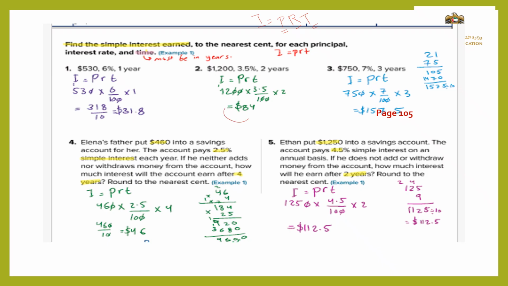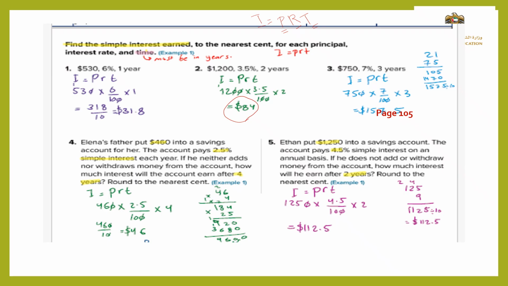So be careful. This is the interest. Sometimes they will ask you the total amount. If the total amount, you have to add 1200 plus 84. Okay. So according to the question, it will change. So be careful about that. And in this case, you see, they have given you in a sentence: I equal to PRT, put the values and calculate. This also the same way, 2 years.